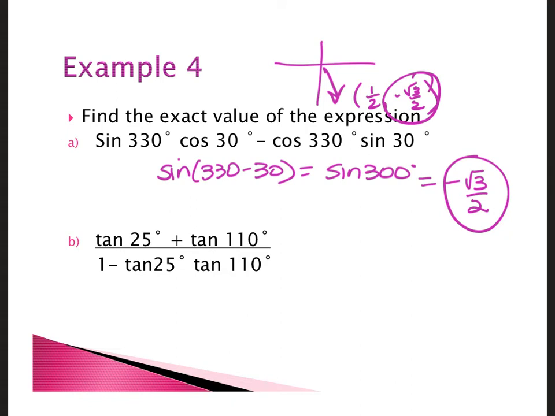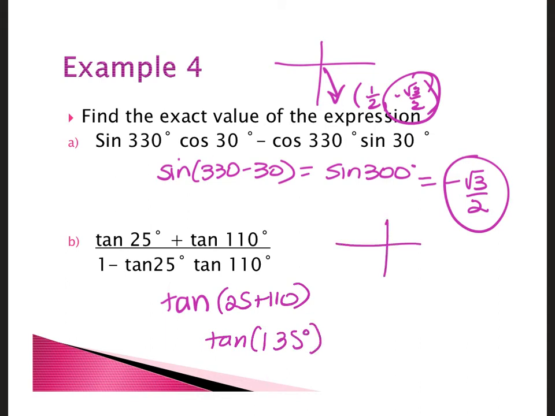All right, tangent 25 plus tangent 110, over 1 minus tangent 25, tangent 110. Again, we know this is tangent because it literally says it. And then we match which sign? The top. So 25 plus 110 is tan 135. 135 is negative root 2 over 2 and root 2 over 2. And my tangent there is negative 1.